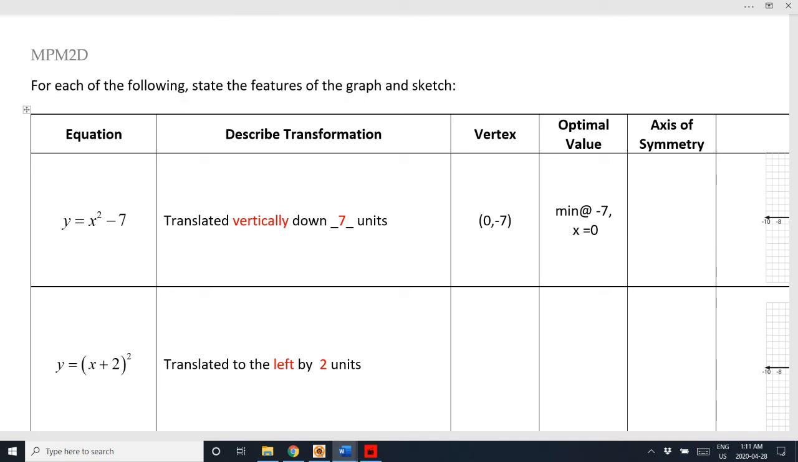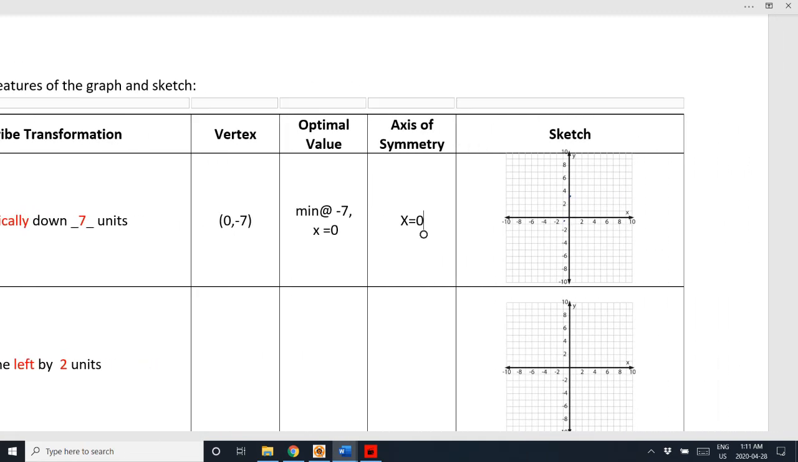Just format that there. Okay, and the axis of symmetry is just going to be that h value, and we know that's 0. H is equal to 0, so x is equal to 0 for our axis of symmetry. So let's go ahead and draw that on our little graph here. We'll go pretty quickly.